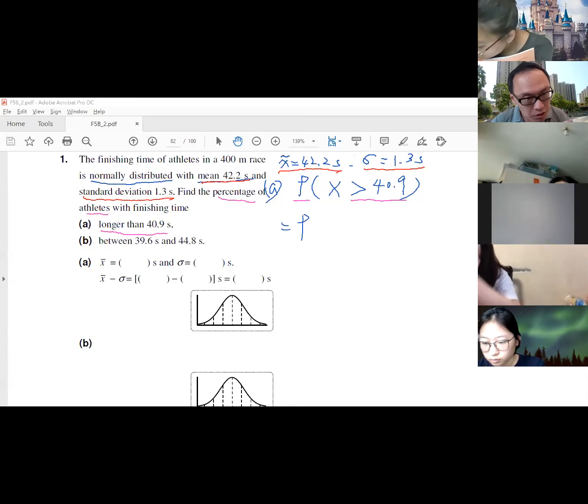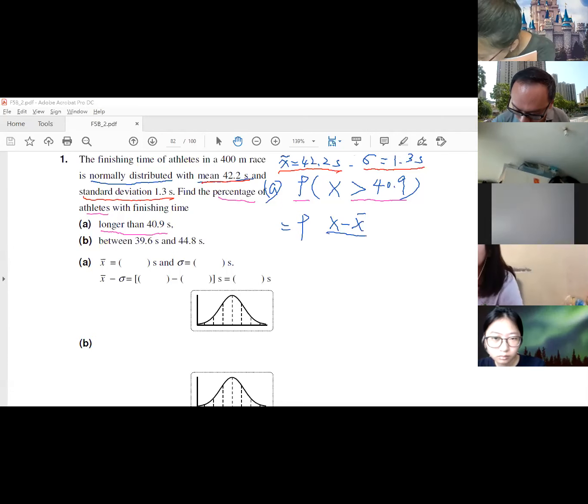We are going to do some calculation in the inequality. The step is always like this: x minus x bar over sigma.